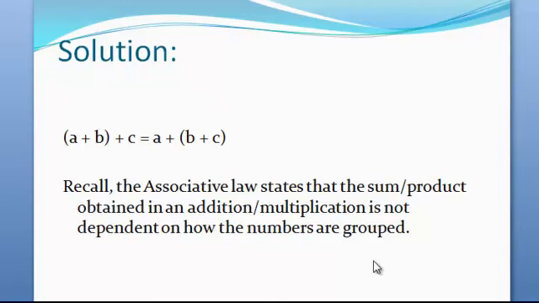You can read the law. It basically says again, recall the associative law states that the sum/product obtained in an addition/multiplication is not dependent on how the numbers are grouped. And it is just saying that no matter how we group the numbers, if we group b and c and add b and c first, then add a, or if we group a and b and add them first and then add c, we're still going to get the same answer, no matter how we group them. Okay, let's move to part 2.